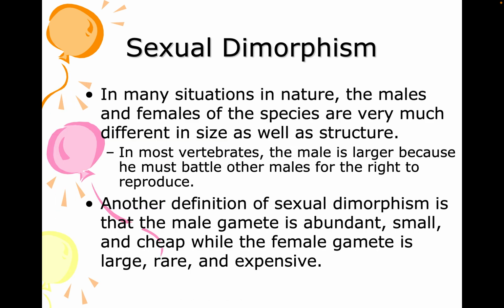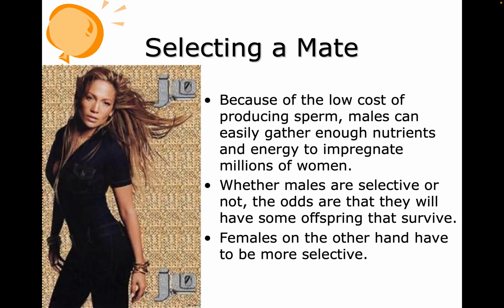Everybody's different. In many situations in nature, the males and females of the species are very much different in size as well as structure. And this is known as sexual dimorphism. In most vertebrates, the male is larger because he must battle other males for the right to reproduce. Therefore, he's larger. Another definition of sexual dimorphism is that the male gamete is abundant, small, and cheap, while the female gamete is large, rare, and expensive.